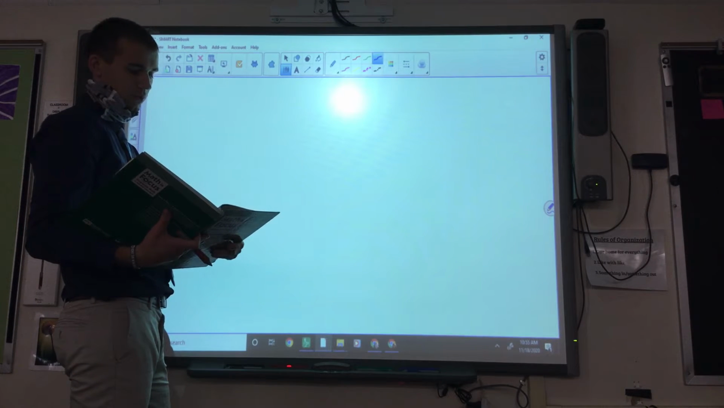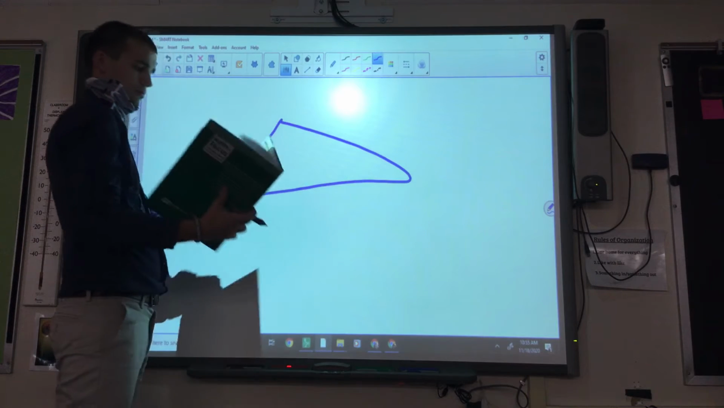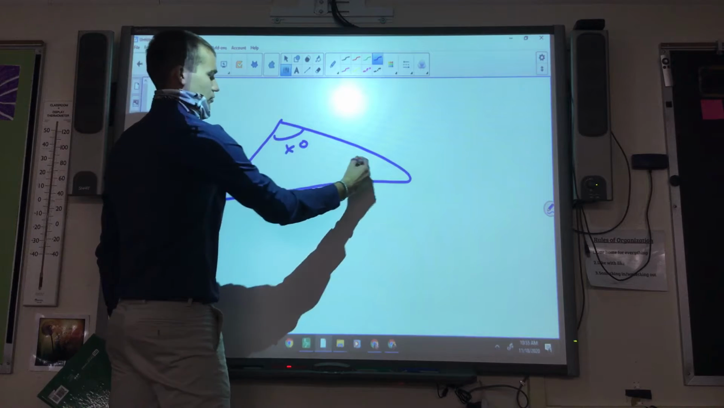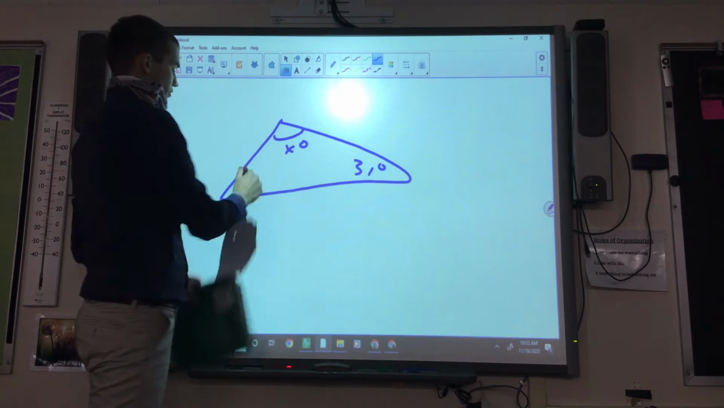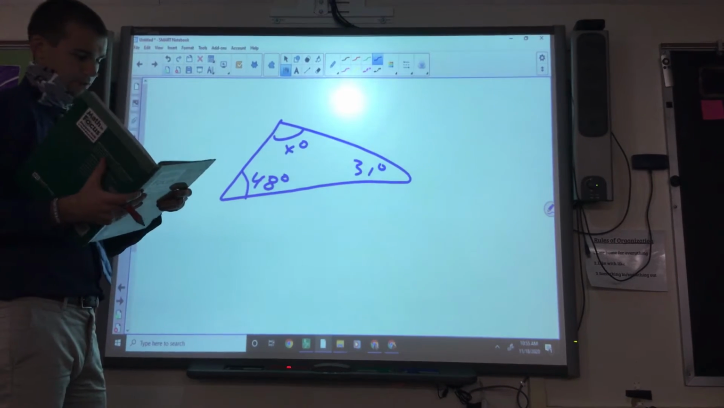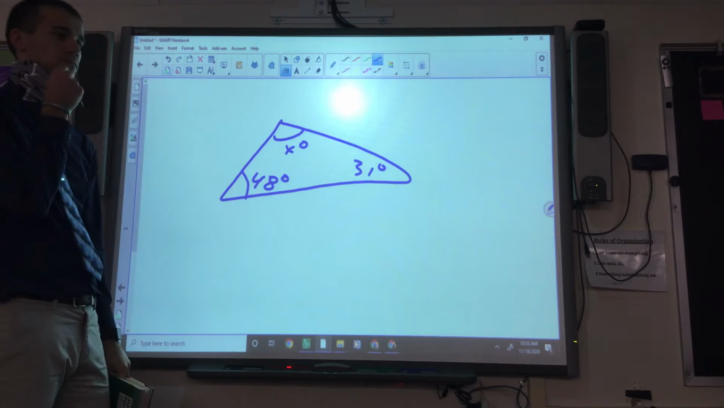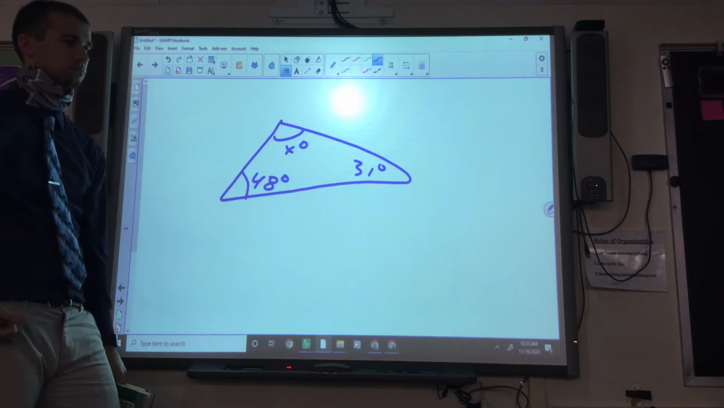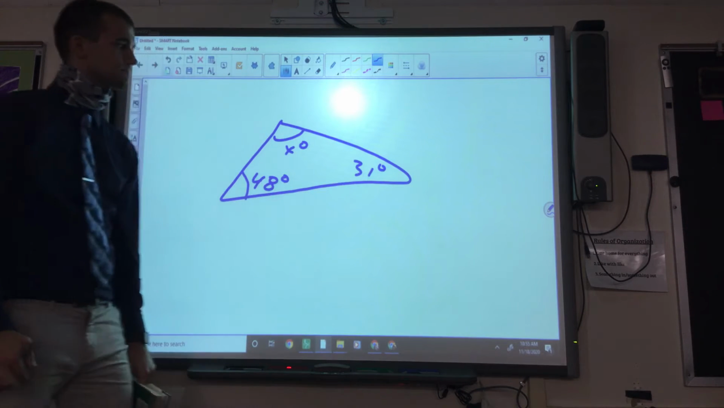In triangle PQR, this is x degrees, 31 degrees, and 48 degrees. Find the value of x. Well, what do you know about all the angles in a triangle? They add up to 360? No. Oh, you don't know.